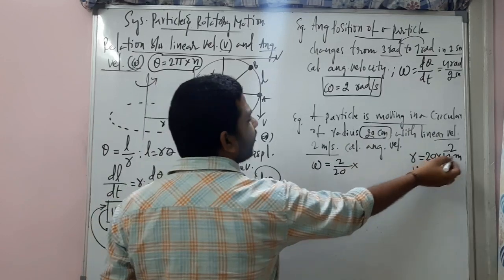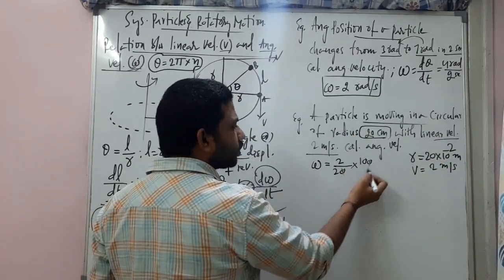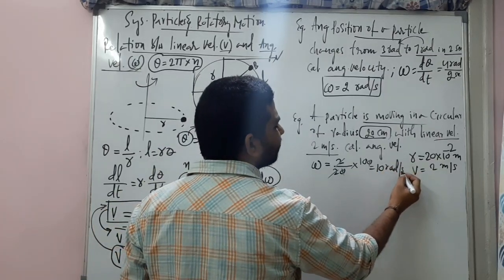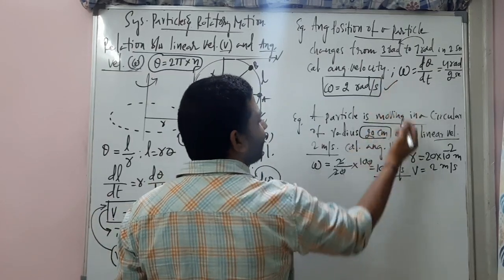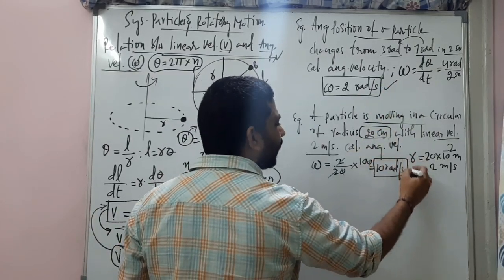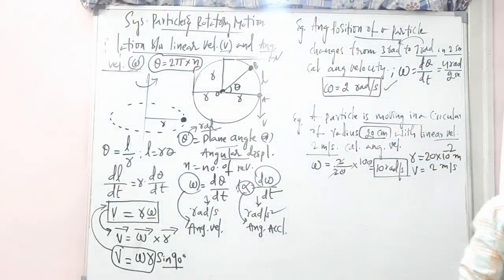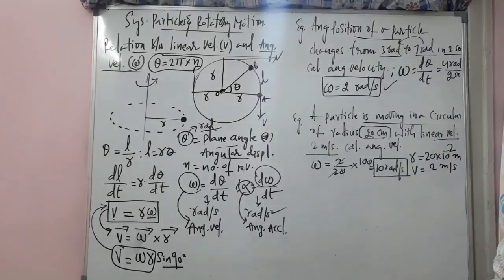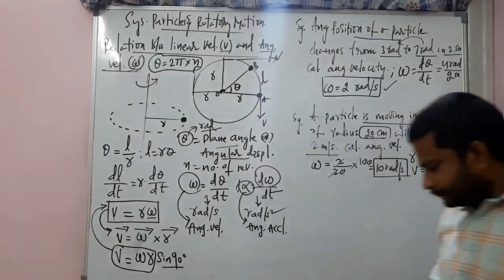So this is 20 into 10 raised to minus 2, which goes up, right? So the answer is 10 radian per second. So this is angular velocity. Yes, this is also angular velocity and this is also angular velocity. Like this the questions will be asked. Easy, right? Okay.